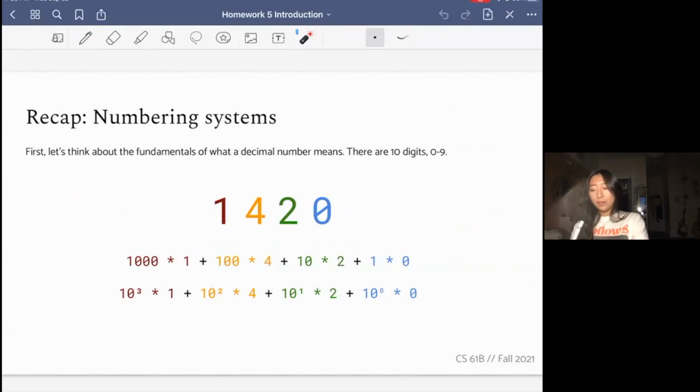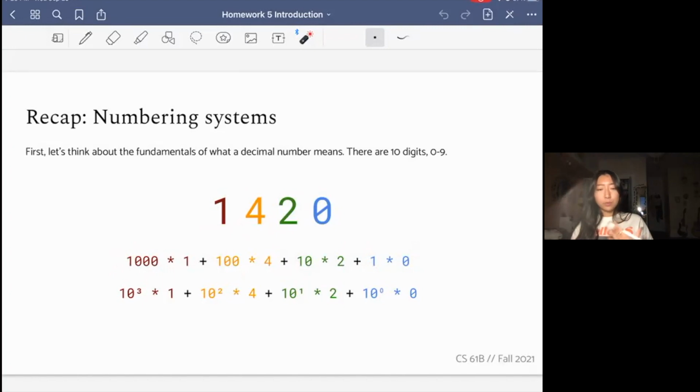And when we look at a number like this, what's really happening is we see we've got a 0 in the ones place, a 2 in the tens place, a 4 in the hundreds place, and a 1 in the thousands place. And so the way this works out is that's 1,000 times 1 plus 100 times 4 plus 10 times 2 plus 1 times 0. In other words, we are adding all this up and we get 1,420 when we add all these terms up.